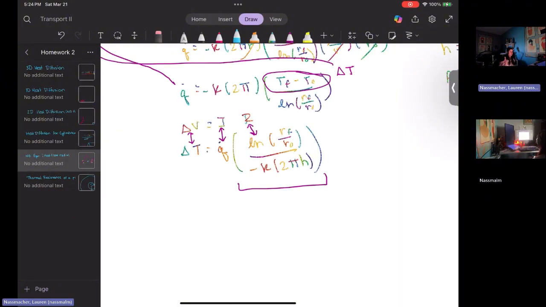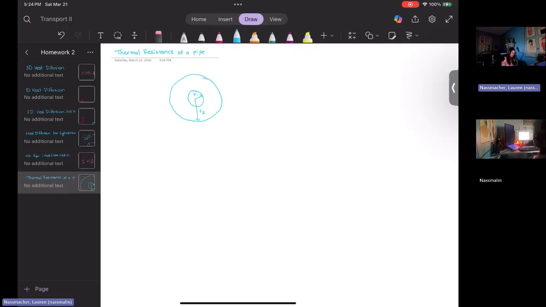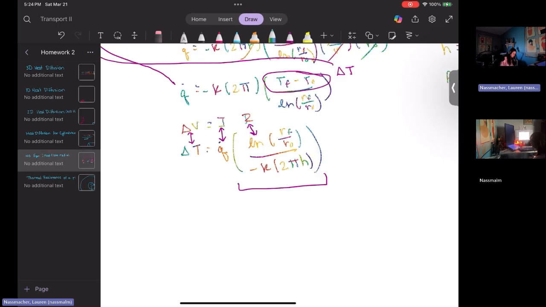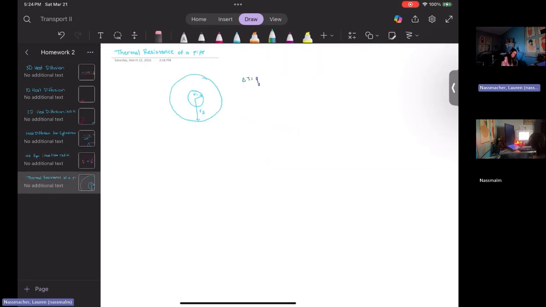Taking this equation that we derived for thermal resistance, our change in temperature is equal to our heat flow multiplied by the natural log of R2 over R1, divided by negative thermal conductivity multiplied by 2 pi height.